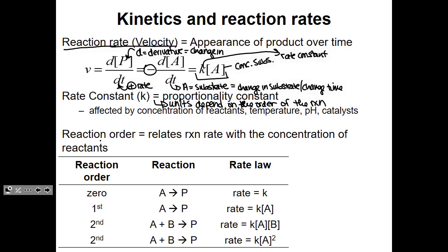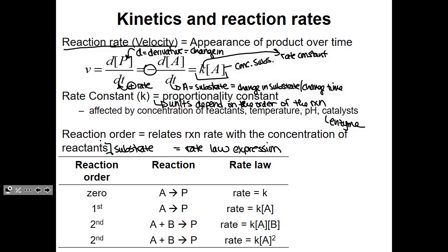Okay? So the rate constant can be affected by the concentration of reactants, temperature, the presence of an enzyme or catalyst. An enzyme is a catalyst, or the pH. And so your reaction order relates the reaction rate with the concentration of reactants or substrates through the rate law expression. I will put a review material just covering basic rate laws and information on rate constants on the As You Learn site so that you can look over that.